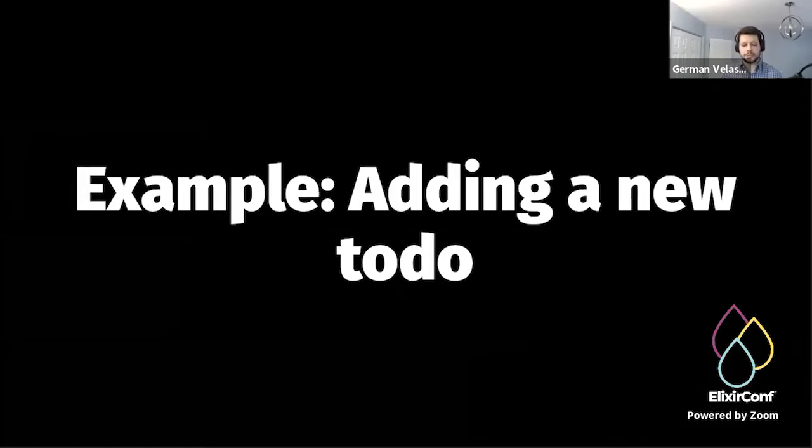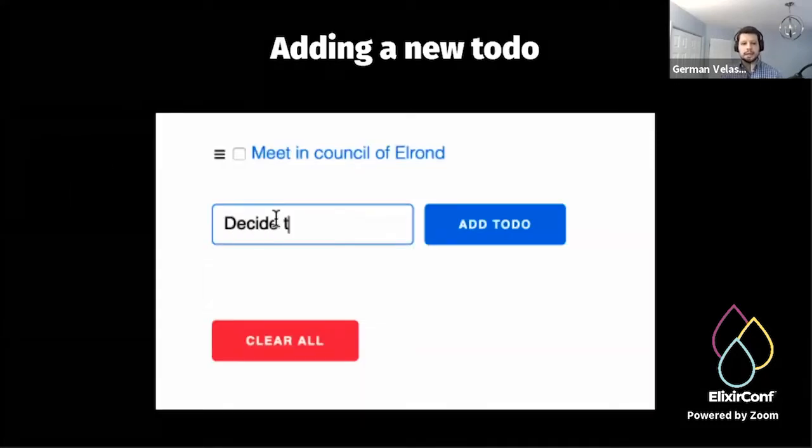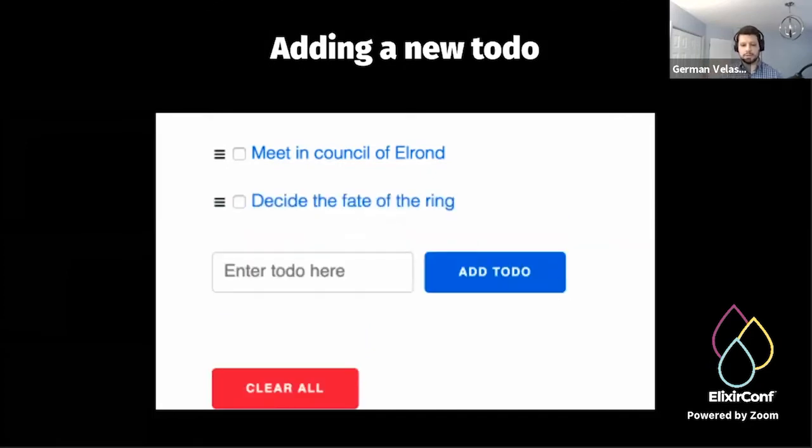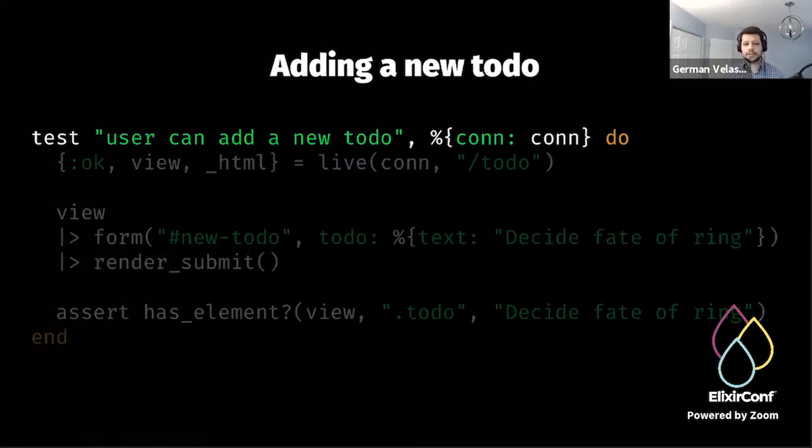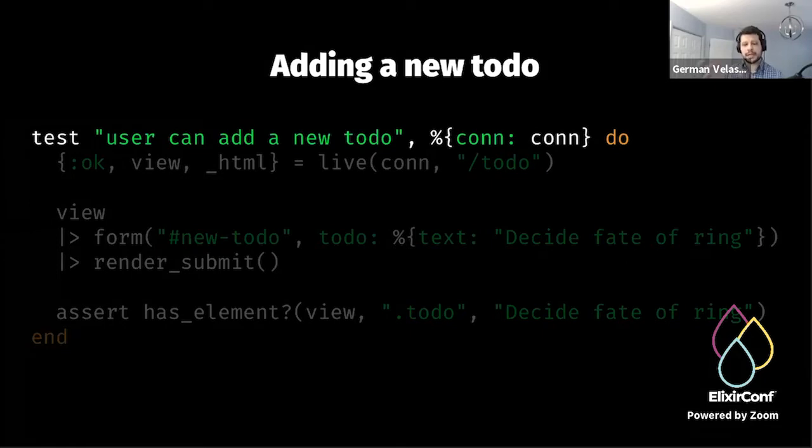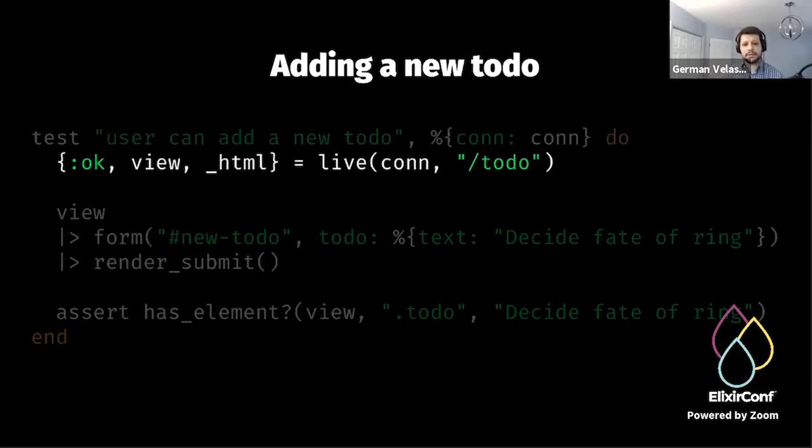Adding a new to-do, right? So we're going to test this. We want to be able to type in a new to-do in an input, and it shows up in the list of to-dos, right? The description: user can add a new to-do. We're taking that connection struct. Once again, that's why we need the con case. We're going to mount the live view at a particular path. And notice we're ignoring the HTML because we're not going to worry about the disconnected state.